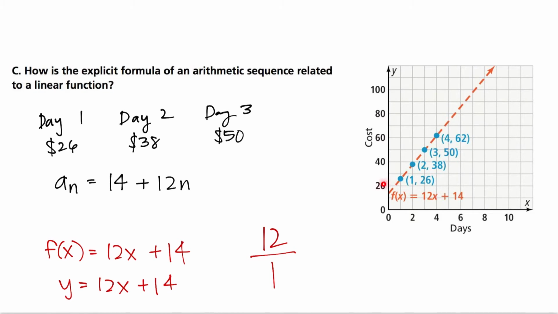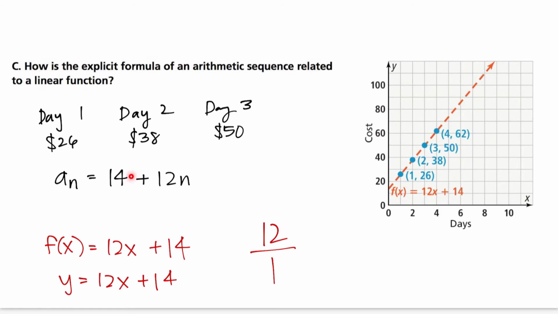We're not including 0 because it doesn't make sense in context of our problem. So we use this plus 14 as a part of our formula to come up with our final answer, but it doesn't really have any meaning in context of this problem. Unlike with these plus 14s, right, these hold meaning because they represent our y-intercept.